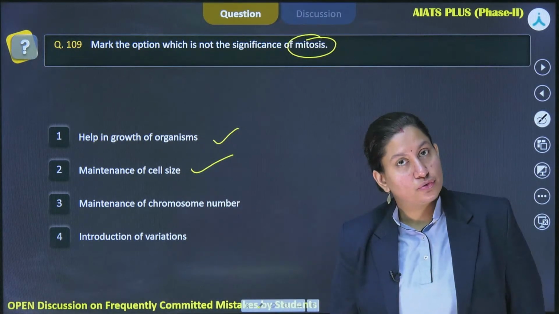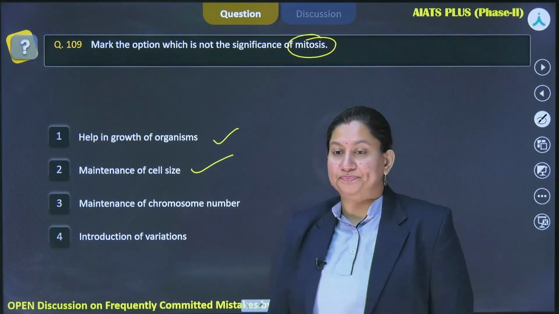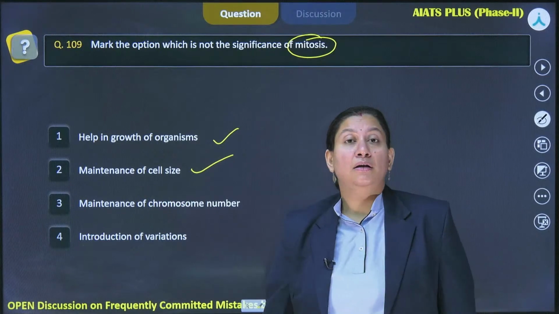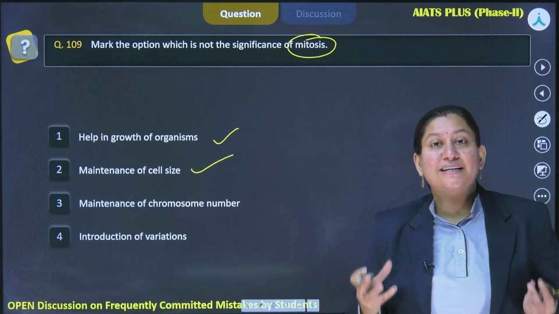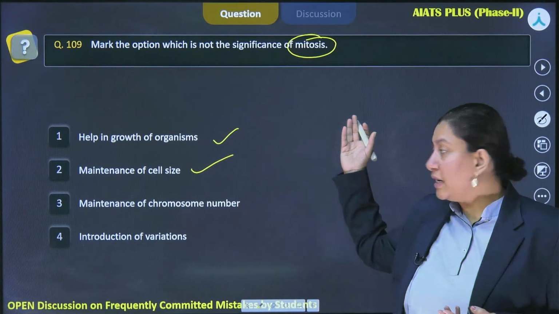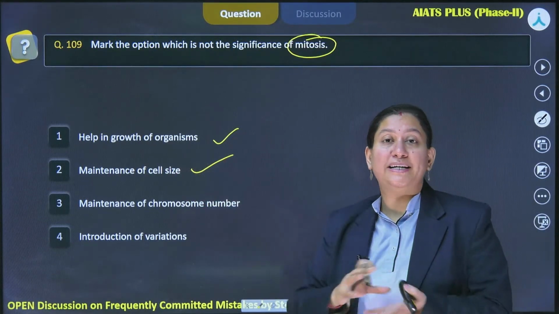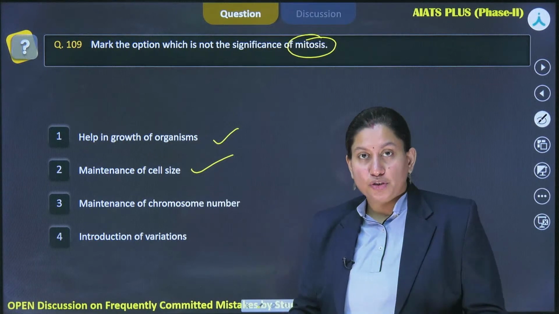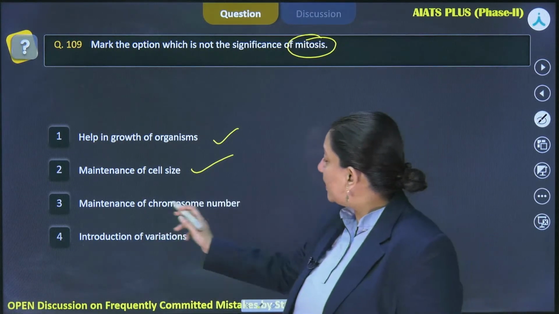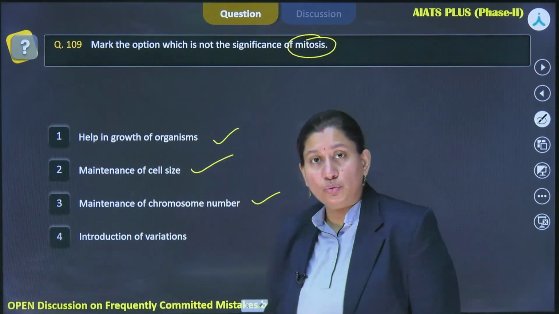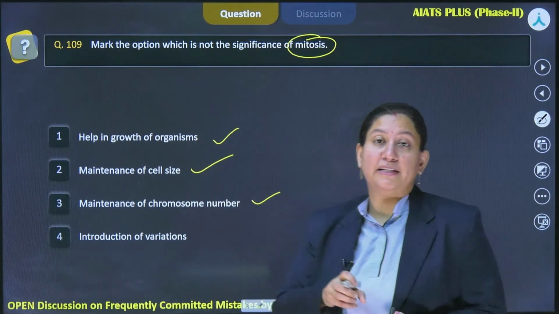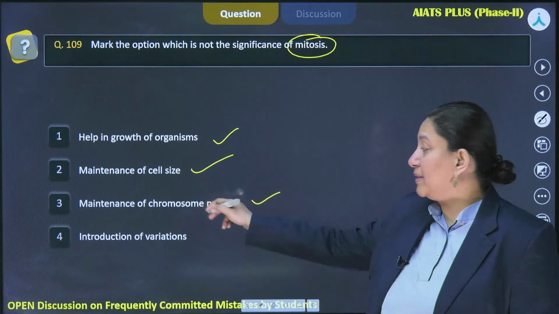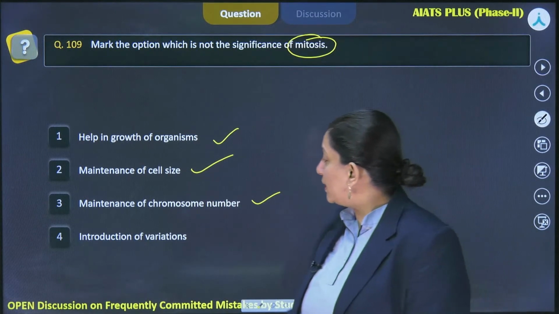Second says maintenance of cell size. So that's also true when we talk about mitosis. Whenever the nucleocytoplasmic ratio is going to get disturbed, that's when mitosis will occur, and it will maintain back the cell size which was usually there. Then third says maintenance of chromosome number. That's also true, because as I've told you, the ploidy in the mother cell is going to remain the same in the daughter cell. So that's why maintenance of chromosome number is also going to be there.